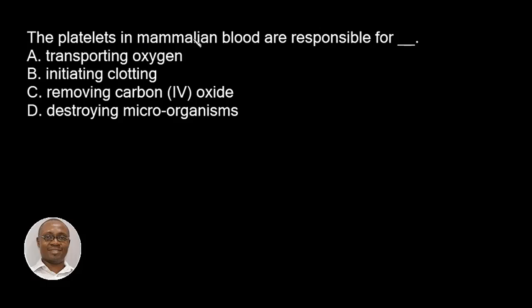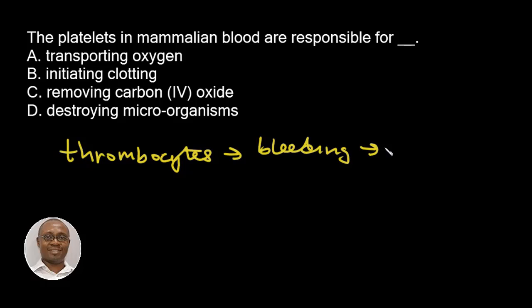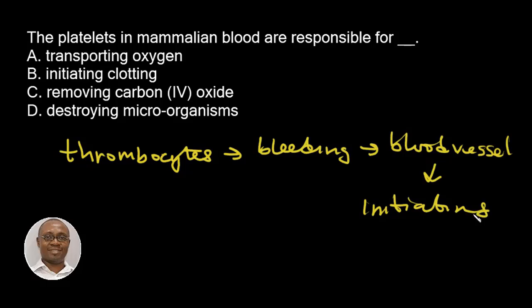This is JAMB Biology 2017, and the question goes thus. The platelets in mammalian blood are responsible for... The platelets, also called the thrombocytes, are a component of blood whose function is to react to bleeding from the blood vessel injury by clumping, thereby initiating a blood clot.